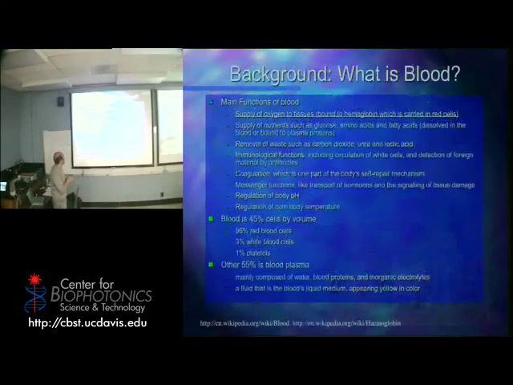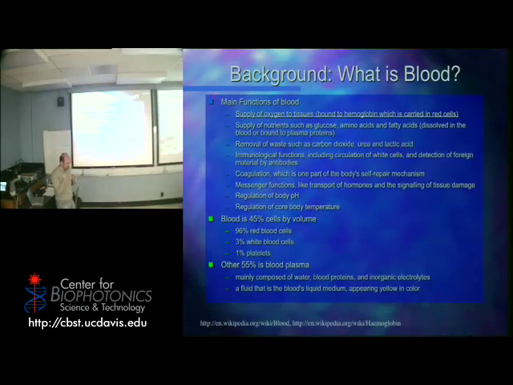But let's think a little bit about what blood is. Okay? So, what are the main functions of blood? Supply of oxygen to tissues. So, the oxygen gets bound to hemoglobin in what's called cooperative binding, which means that once you have one oxygen bound, it's easier to bind the second one. It's even easier to bind the third one, and then even easier to bind the fourth one. Okay, it's cooperative binding. The more you have bound, the more it wants to bind others.